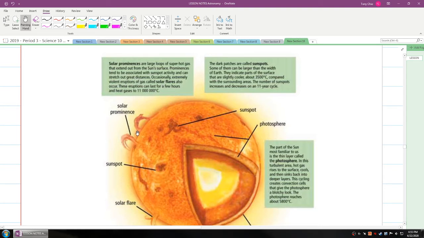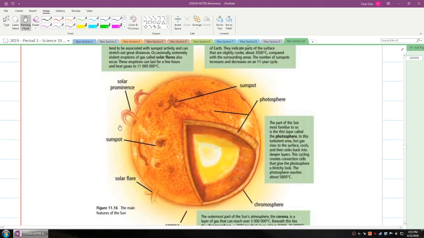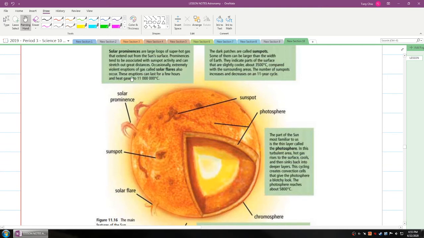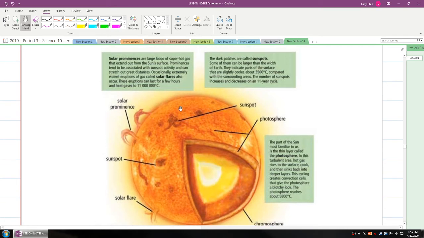Occasionally, extremely violent eruptions of gas called solar flares can erupt as well. So solar flares, instead of looping back, just erupt. These eruptions can last for a few hours and can have a temperature of up to 11 million degrees.